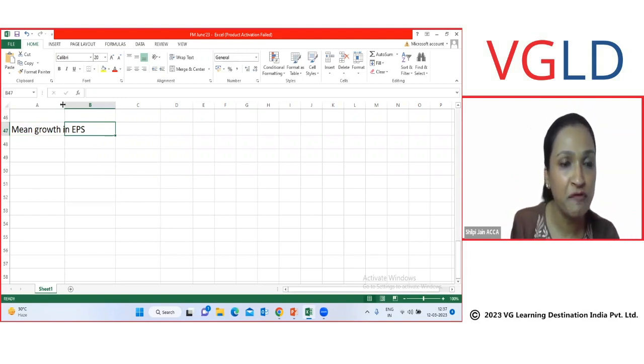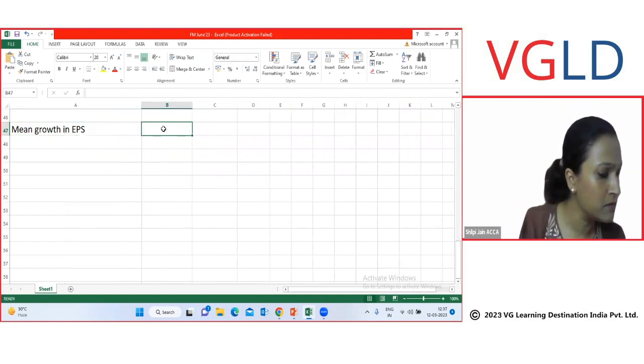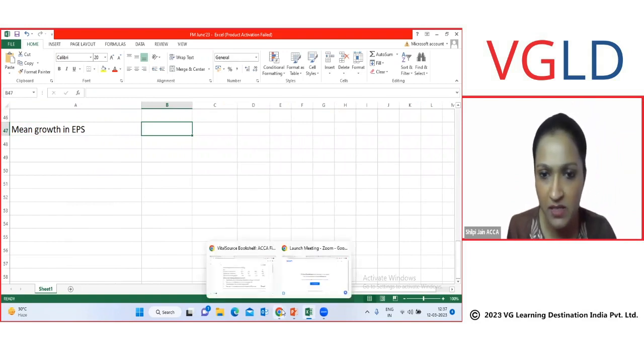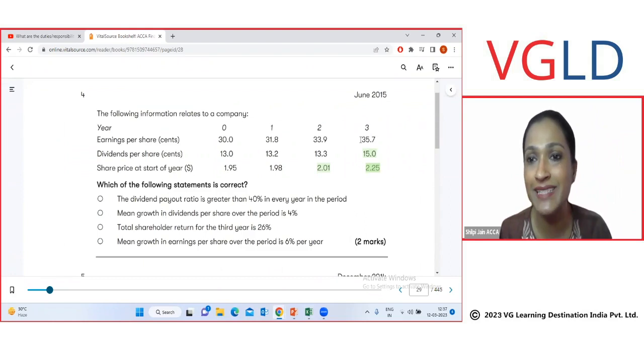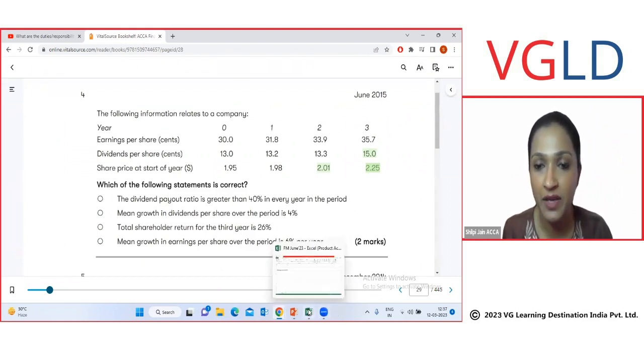So it's increased to 15 from... EPS, right? Let me just have a look. So it's increased to 35.7 from 30. Okay.